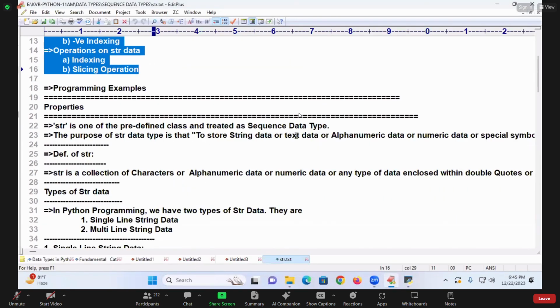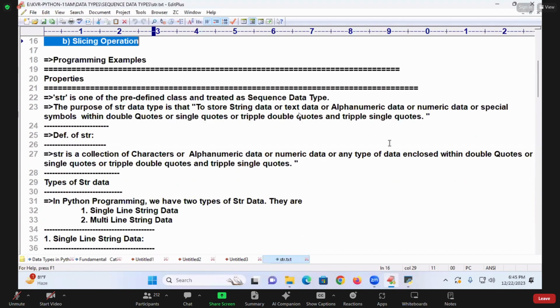Now I am going to explain the properties. Carefully, all of you read. Don't rush too much. Understand while you are reading. So here reading competition is not there. Understand while you are reading.